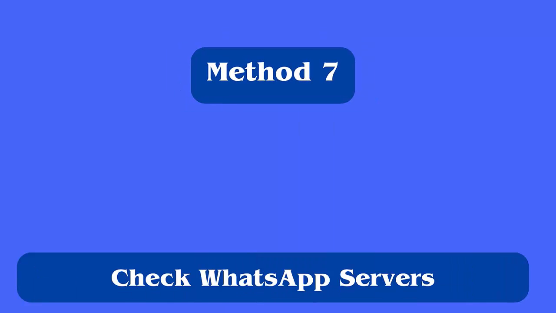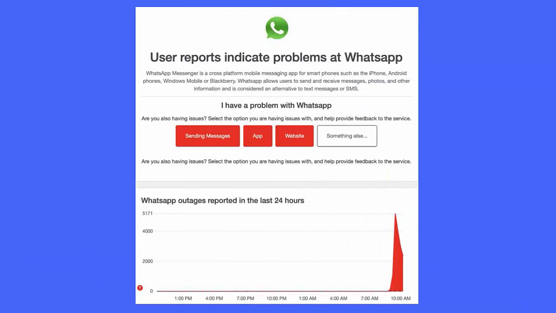Method 7. Check WhatsApp servers. If there is a server downtime, then you can encounter the WhatsApp date as inaccurate issue. The best way to find the current status is by visiting websites like Down Detector or Is It Down Right Now.